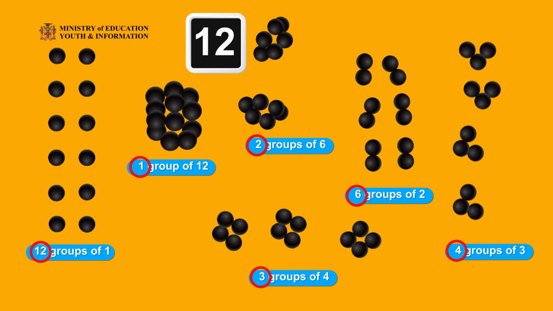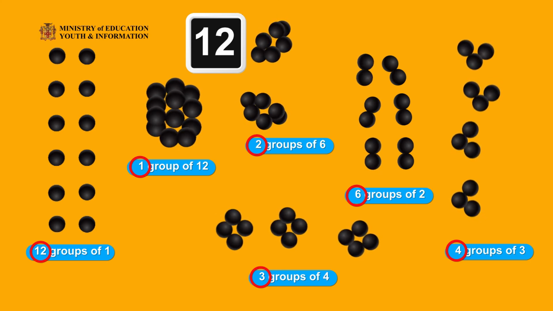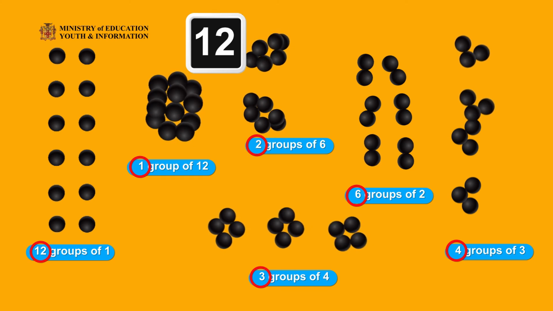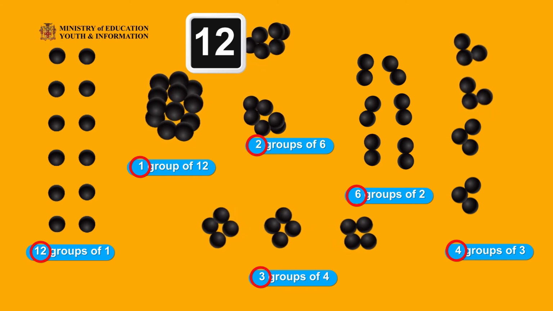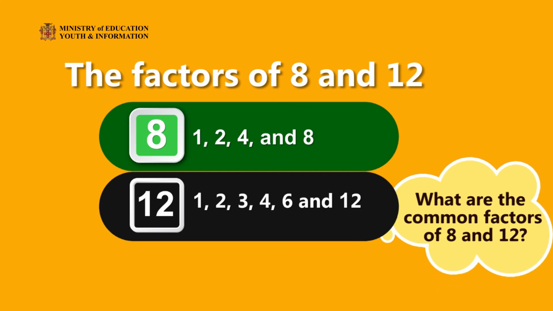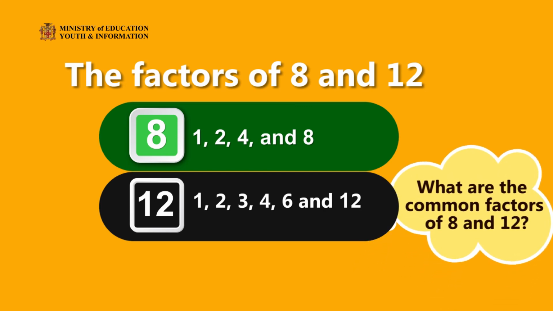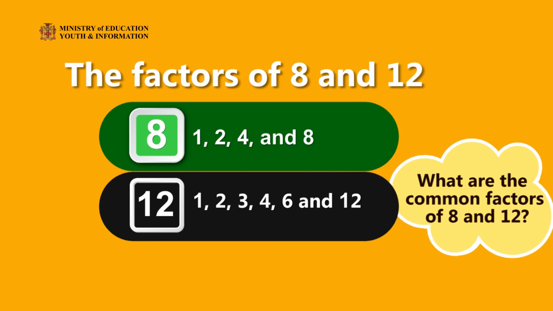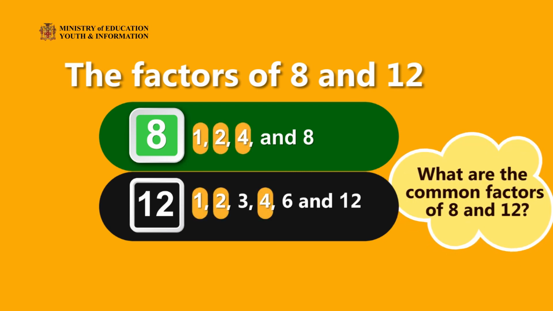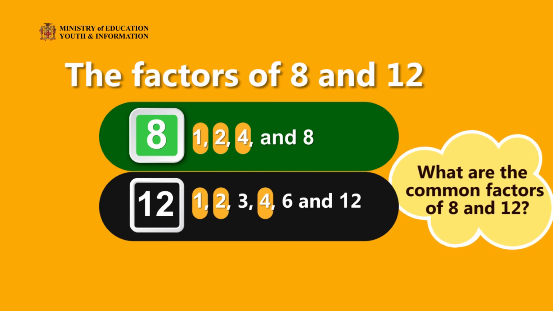Great job so far. Let us now identify the factors that are common in both 8 and 12. What are they? Can you identify them? Great job. The common factors of 8 and 12 are 1, 2, and 4.